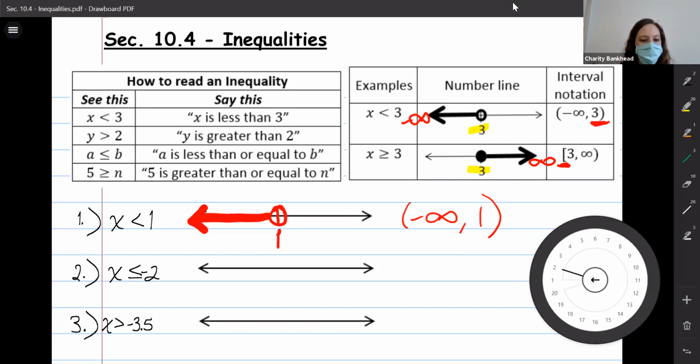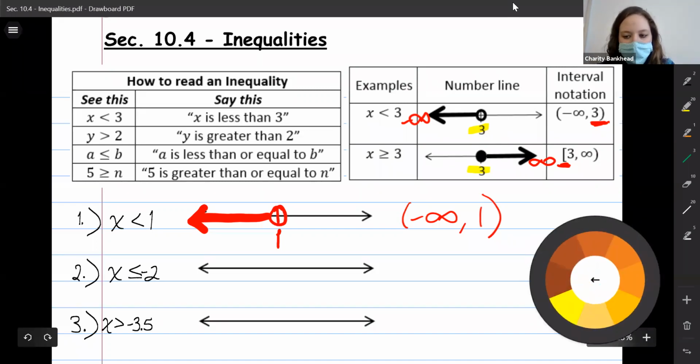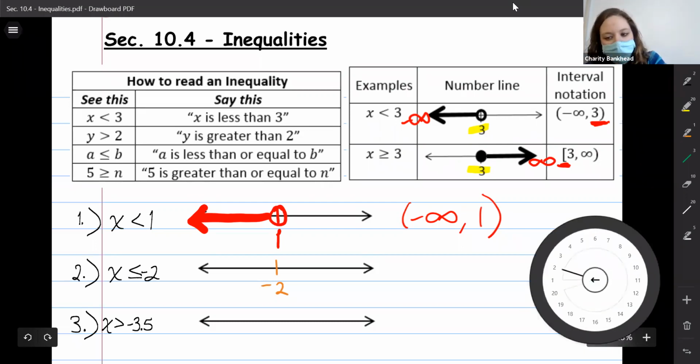Okay, number 2, x is less than or equal to -2, so I'm going to label -2 on the number line. It is less than or equal to, so I'm going to use a solid circle there. Less than means I'm going to shade it to the left. My interval notation would be parentheses, negative infinity, comma, -2, bracket.